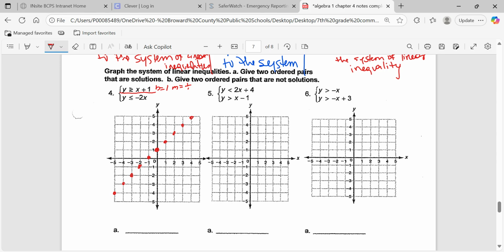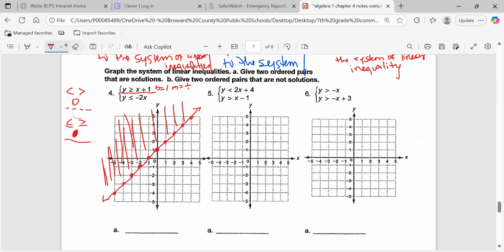So now I need to think. This is a greater than or equal to. Remember, if it's less than or greater than, you have an open circle or a dashed line. If it's less than or equal to, greater than or equal to, you would have a closed circle or a solid line. So then here goes my solid line all the way through. And then because y is greater than that, I'm going to go ahead and shade above the line. So now we have that portion.